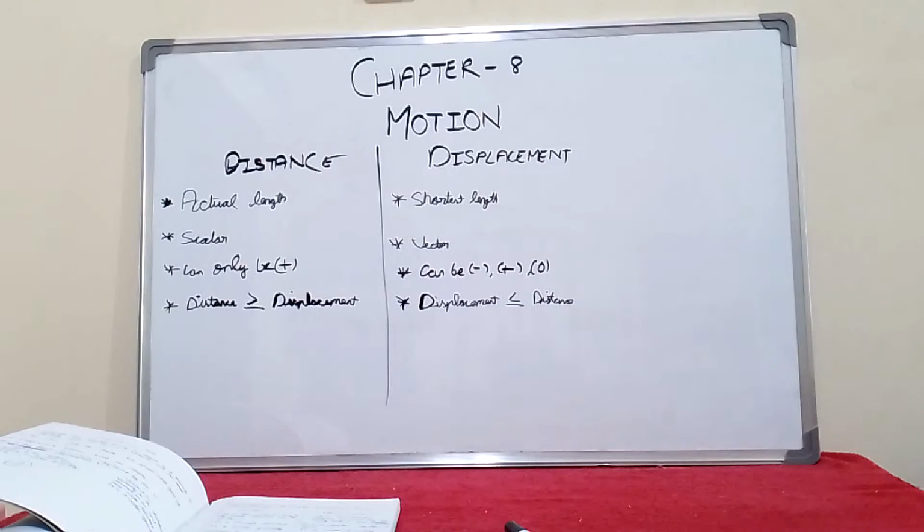For example, you start from your home and you go and make a circle and come back to your home. The displacement will be zero because you started from the home and you ended up at your home only. So the initial and the final point are the same, so the displacement will be zero.